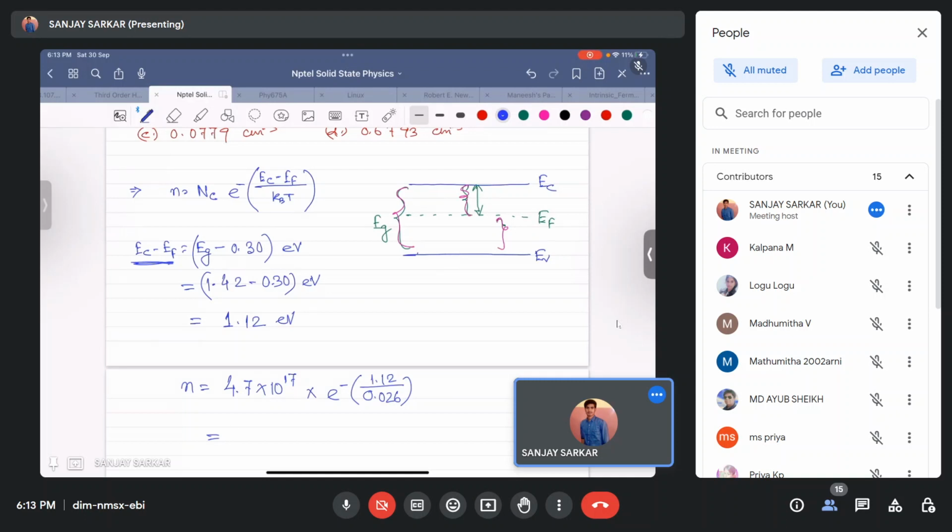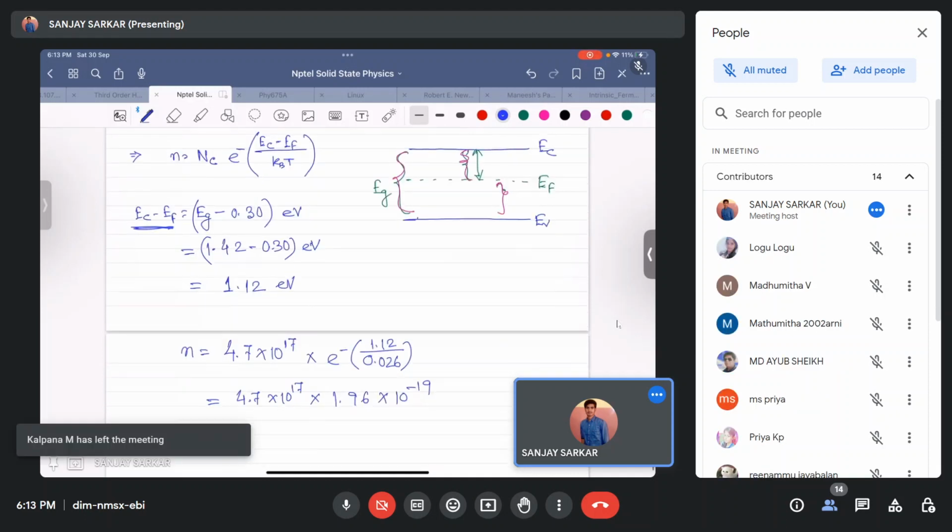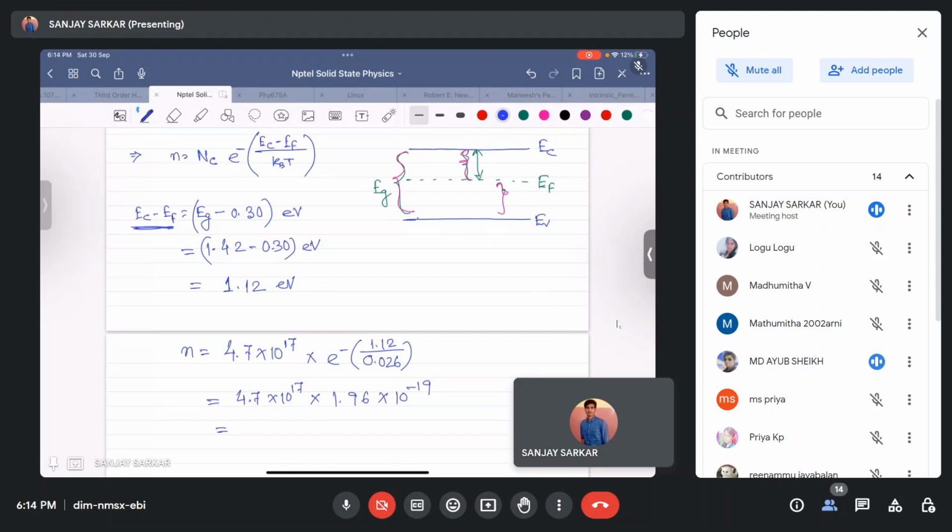So it is 4.7 into 10 to the power 17 into 1.96 into 10 to the power minus 19, and this will be equal to 4.7 into 1.96 divided by, so it is 0.09 something like this. Actually, sir, none of these answers is coming. Yeah, I think I am getting 0.092.